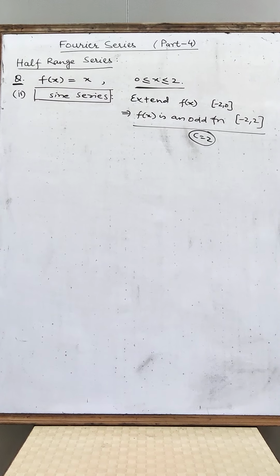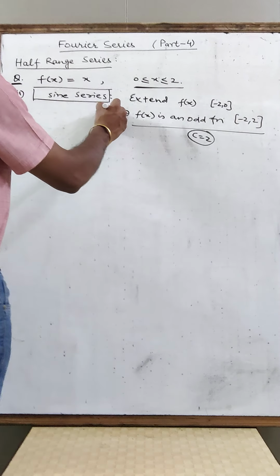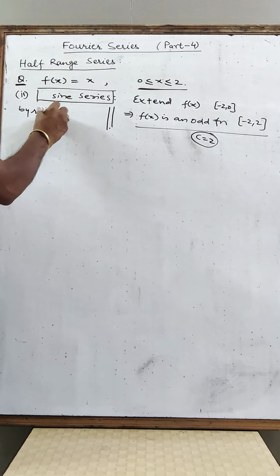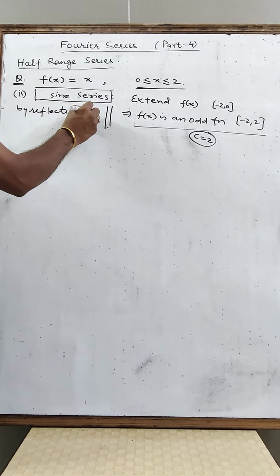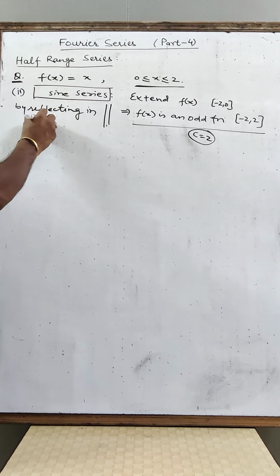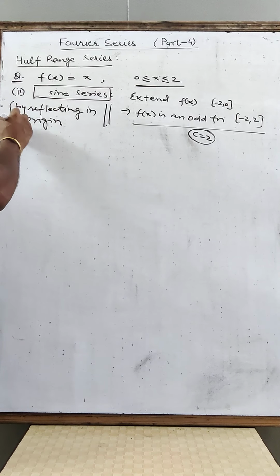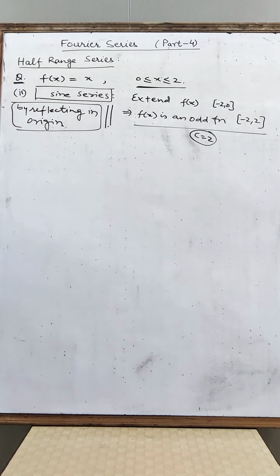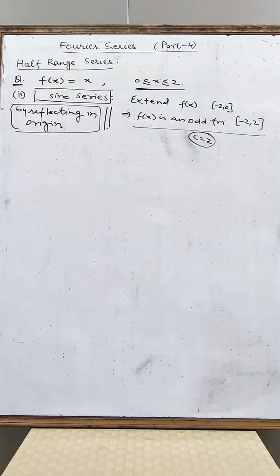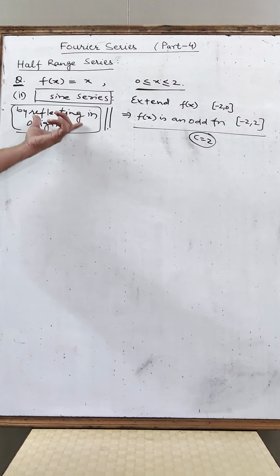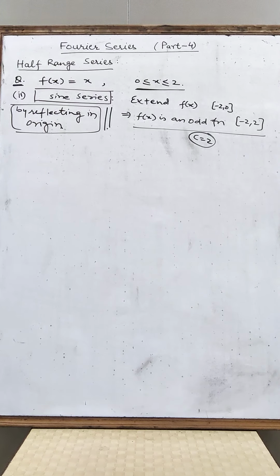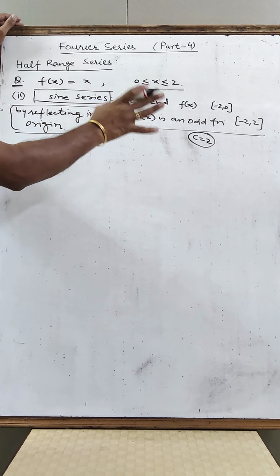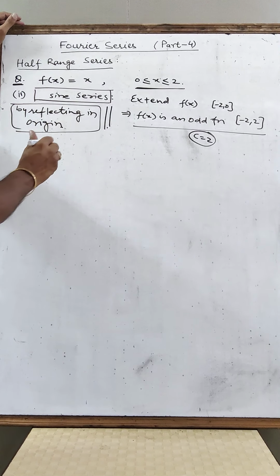And we already said that this is achieved by reflecting in the origin. You can convert this function into an odd function by extending it, or by reflecting it in the origin. So now our function f(x) is an odd function over the interval minus 2 to 2.